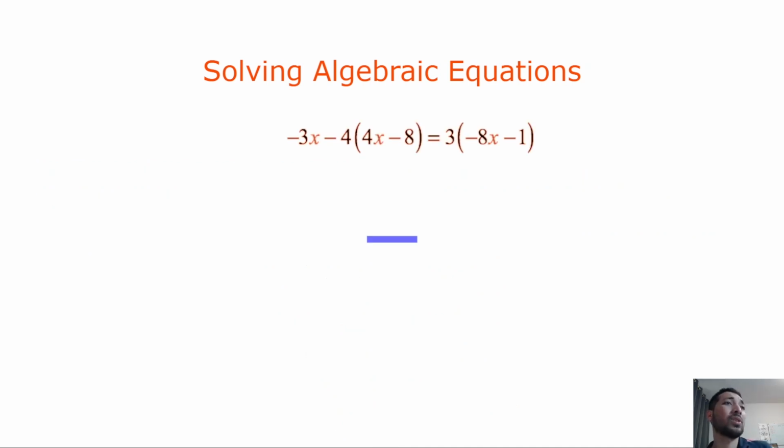Let's look at one of the most challenging problems of this category. Over here, we have 2 distributive properties to be applied. Also, we have variables on both sides of the equation. Let's see how we can solve this equation.